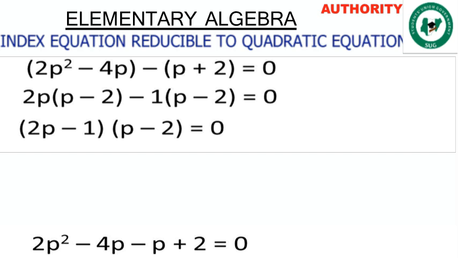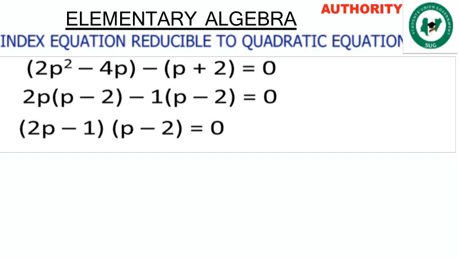Okay, now let's factor out 2p squared minus 4p. What do they have in common? As we can see, 2p is common between them. So let's factor out 2p. When you factor out 2p in 2p squared, what will be remaining is p. Then when you factor out 2p in 4p, what will be remaining is 2. So that when you say 2p multiplied by p, it will give you 2p squared. Then when you say 2p multiplied by 2, it will give you 4p.